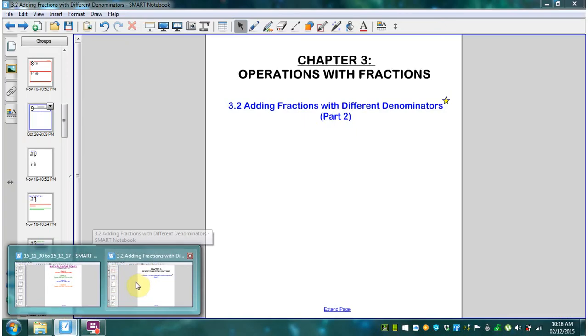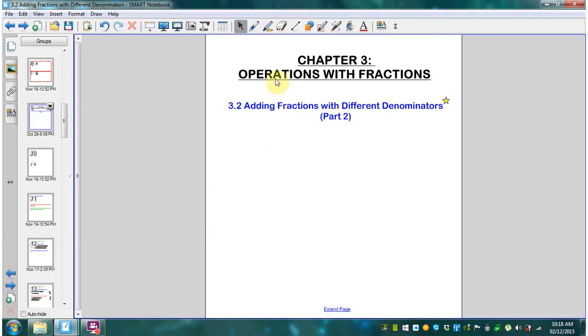Okay guys, today we'll be continuing on with section 3.2, adding fractions with different denominators. And this is part 2 of this section. So if you want, you can make a note of that in your notes, that it's just a continuation. So you can write down part 2. Pause if you need a minute, and when you're done, let's move on.